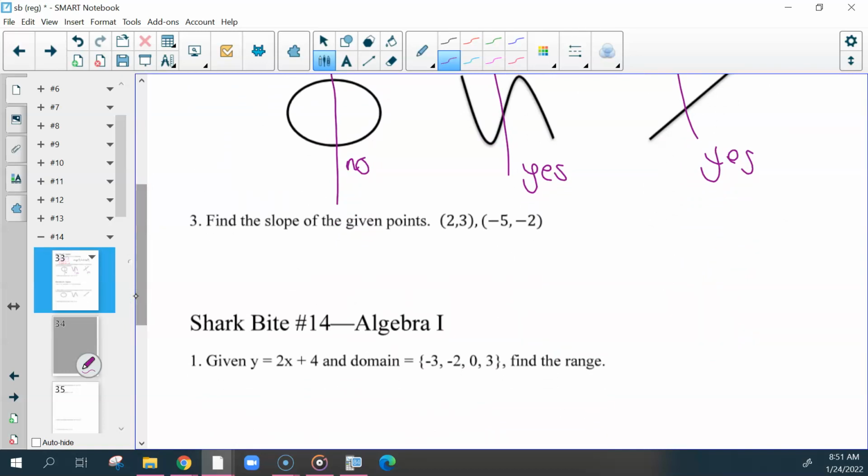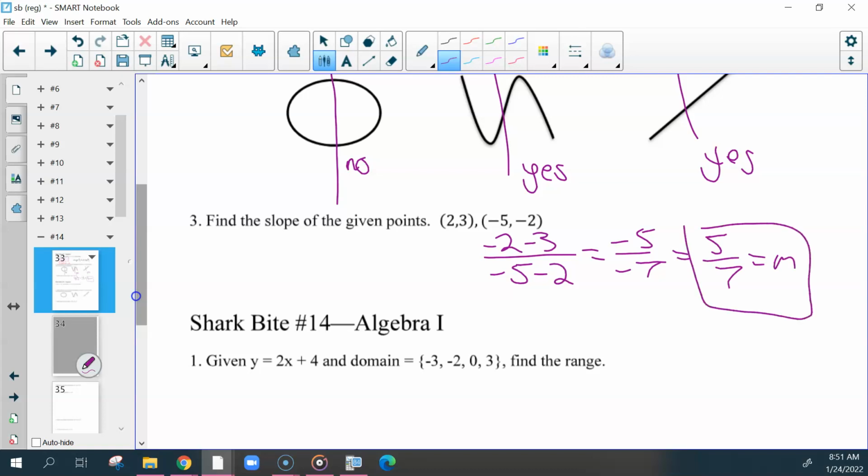Okay. Number 3, you need to find the slope of this line. So negative 2 minus 3 over negative 5 minus 2 would give us negative 5 over negative 7. The negatives would cancel just to become positive 5 over 7, and that would be the slope. That looks weird, but. Questions on number 3?